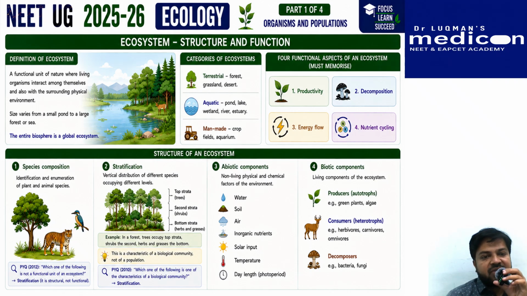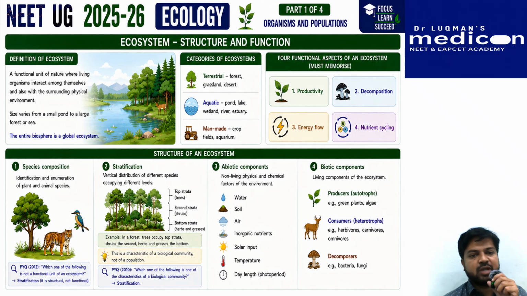Now comes the structure of an ecosystem. Species composition: identification and enumeration of plant and animal species. In that ecosystem, you have to identify and enumerate what types of animals, organisms, plants and other species live there. You have to have a list of them, and those organisms are specific to that ecosystem only. This is called species composition. Next comes stratification. Vertical distribution of different species occupying different levels is called stratification.